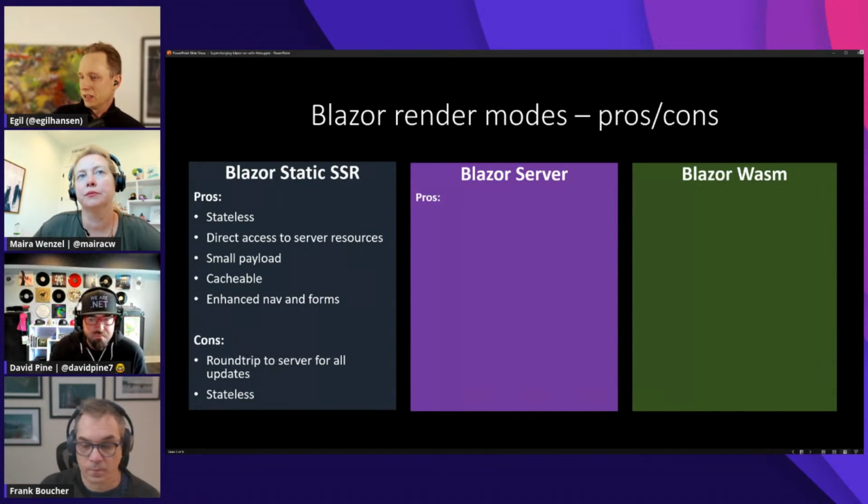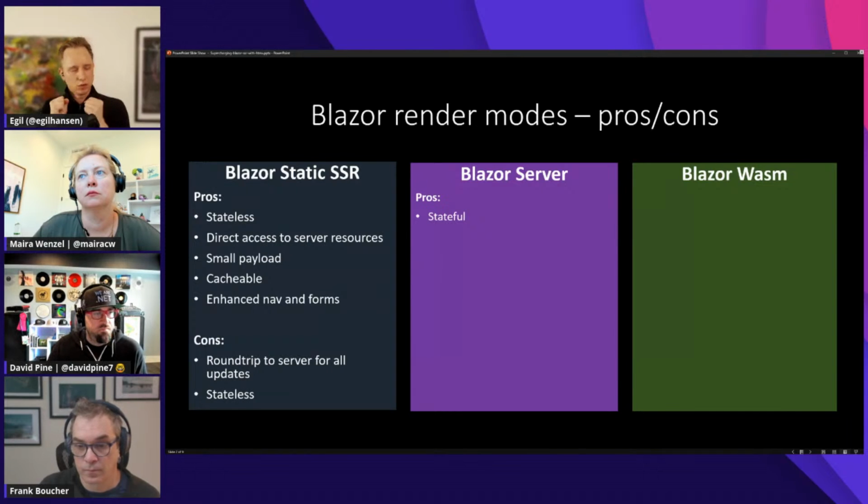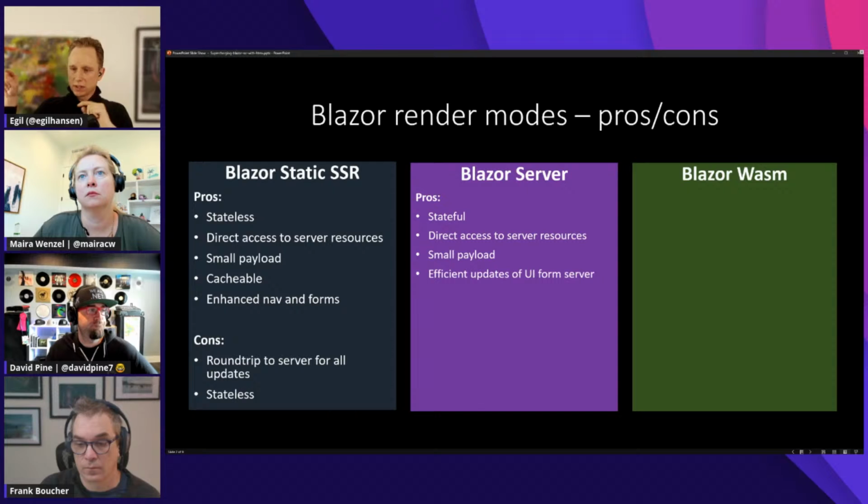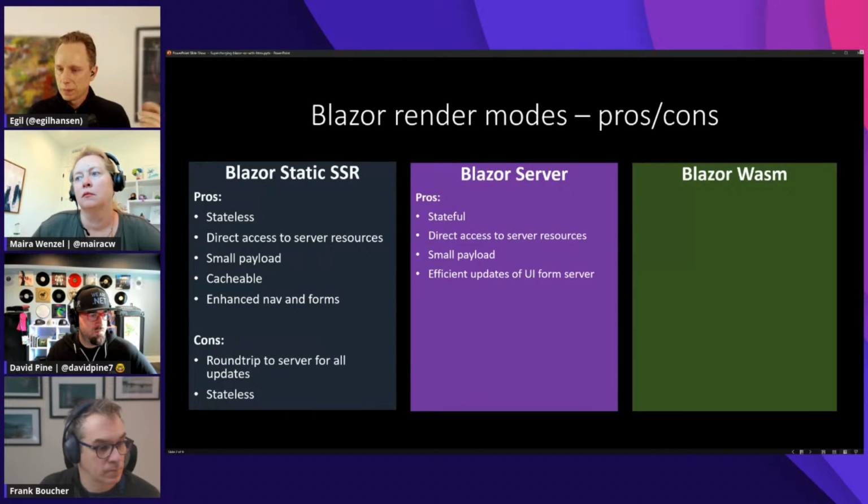But yeah, for Blazor Server. So that's the thing where you have that stateful connection. You have SignalR, you have a Blazor Server on the server, and then you have a client script in the browser, and there's a stateful connection between the two, and you have all the state, you have direct access to the server resources, you have a small payload as well. And it's very efficient in terms of updating the UI. It'll only send the small diffs down to the client, so it is able to patch in the parts of the UI that have changed.